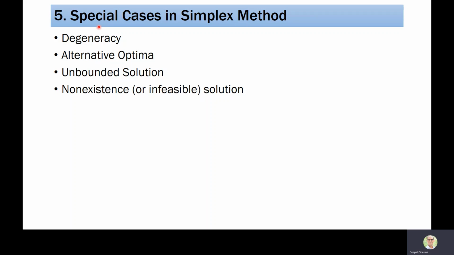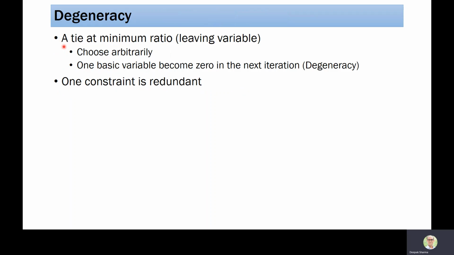In this session, we will be discussing special cases in Simplex method. There are 4 cases which we will be discussing one by one. So let me start with degeneracy. When we talk about degeneracy, it says that one constraint is redundant.